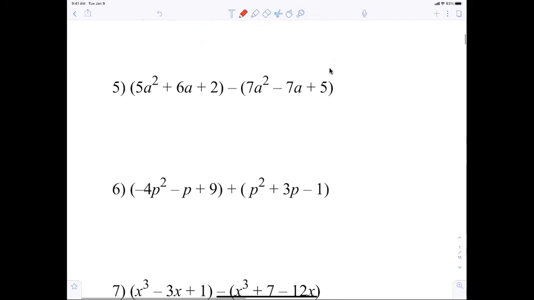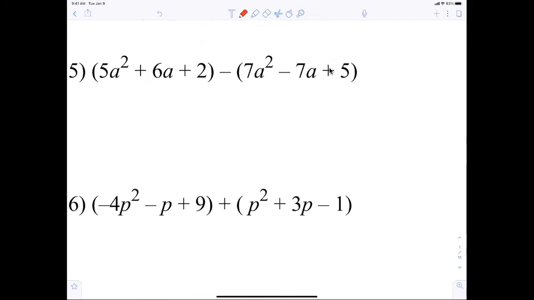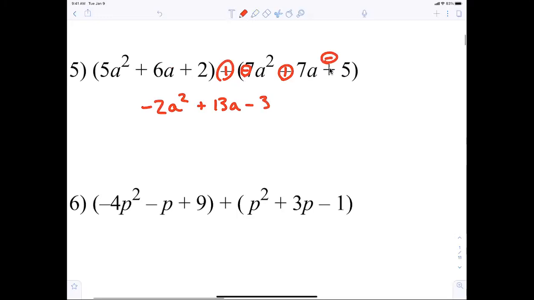All right, number 5, again distributing the negative: plus, negative, positive, negative. And then it's easier. So 5a squared minus 7a squared, negative 2a squared, plus 13a minus 3. Any issues? All right, here we go.